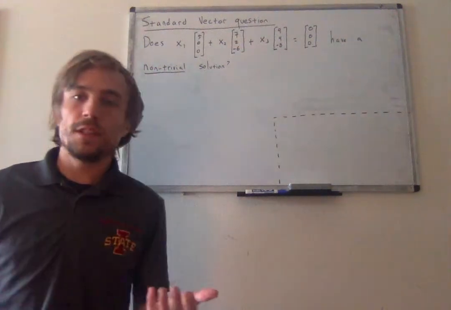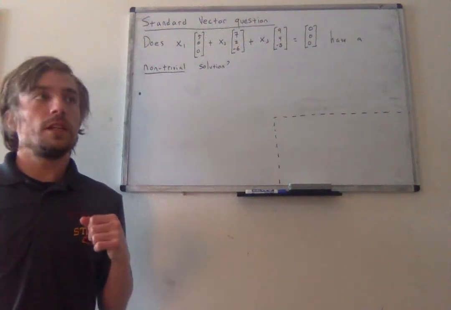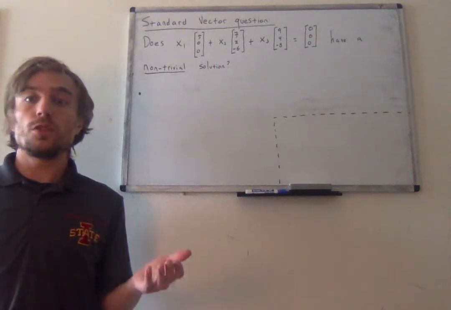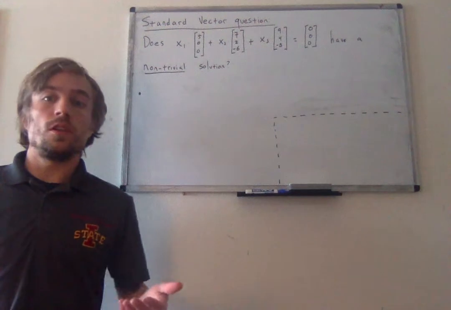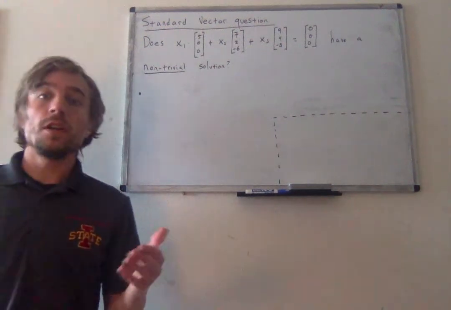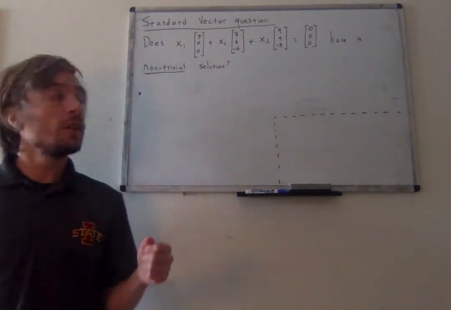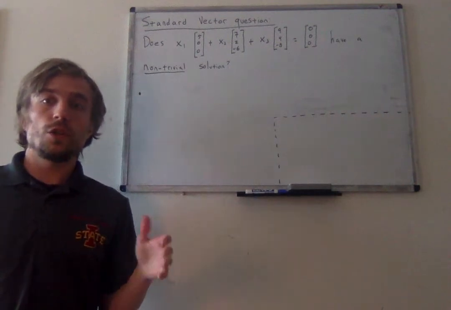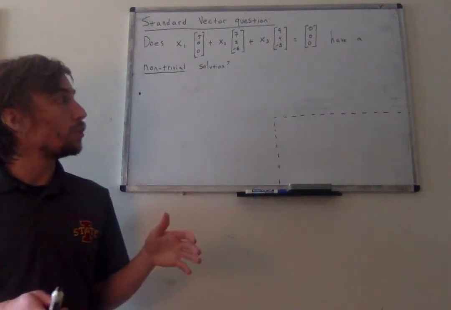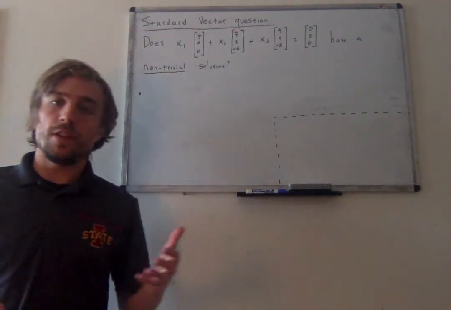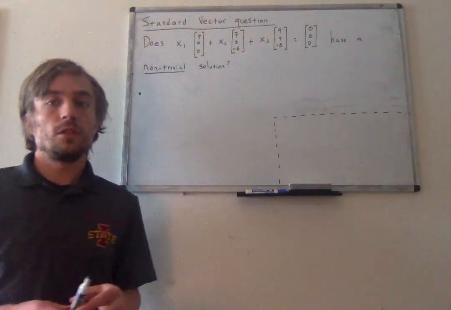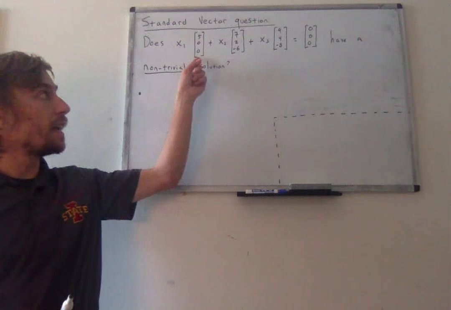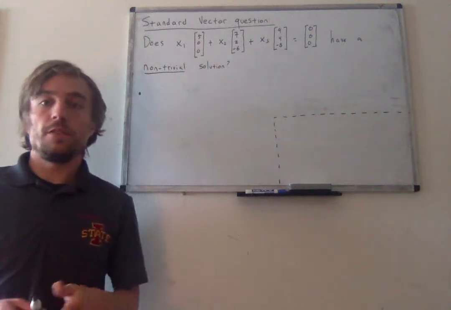And if there is no non-trivial solution, then there's only the trivial solution, where x1, x2, and x3 are all 0. So, in section 1.5, we talked about how to solve this, of course, when we have a matrix equation, Ax equals b. But remember, we can solve any vector equation by just turning it into a matrix equation, where the columns of my matrix A are just the vectors.